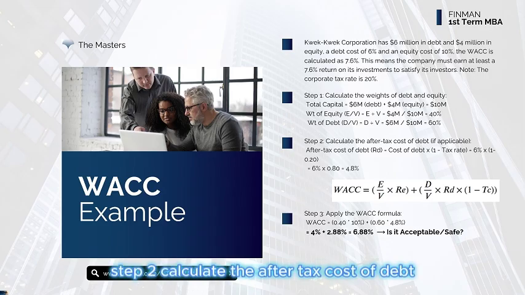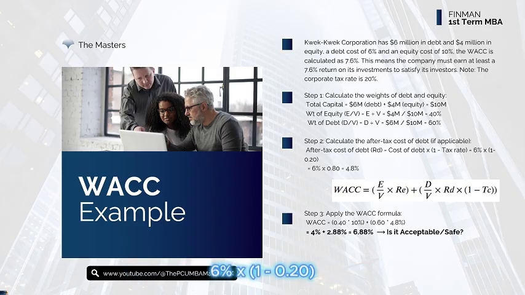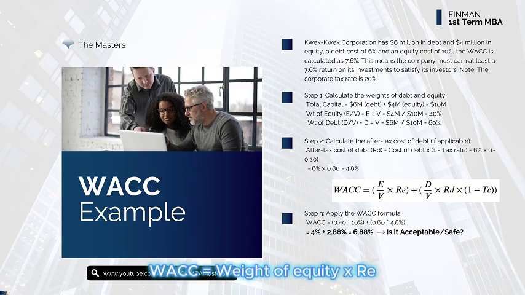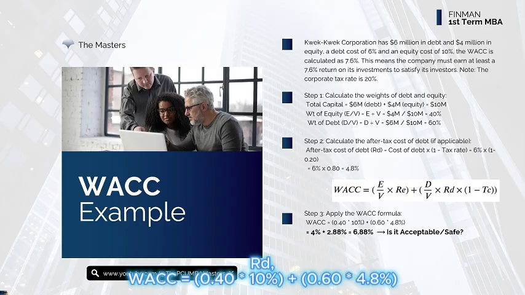Step 2. Calculate the after-tax cost of debt. We use the formula R sub D times 1 minus tax rate. 6% times 1 minus 0.20 gives us an after-tax cost of 4.8%. This is the true cost of debt for the company. Step 3. Apply the WACC formula. We multiply each weighted cost and sum the results. WACC equals weight of equity times R sub E plus weight of debt times after-tax R sub D. WACC equals 0.40 times 10% plus 0.60 times 4.8%.